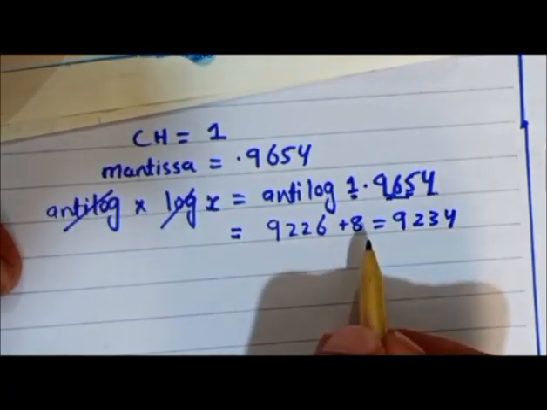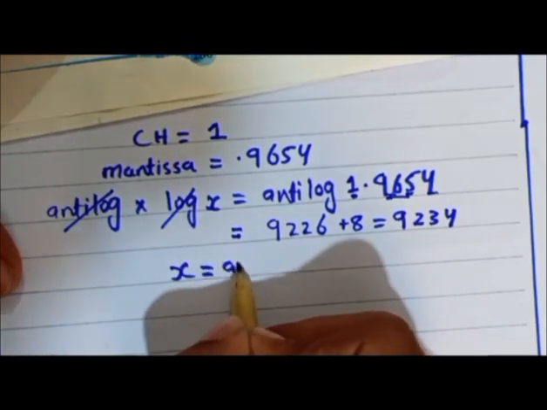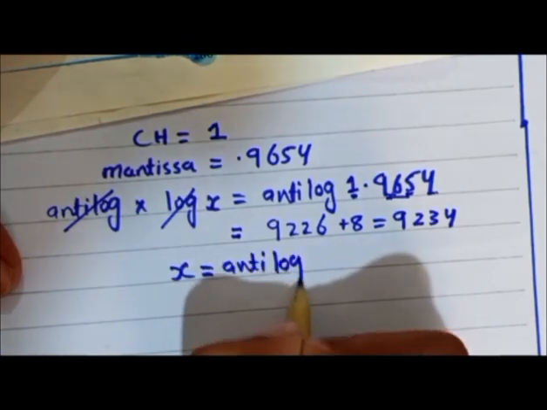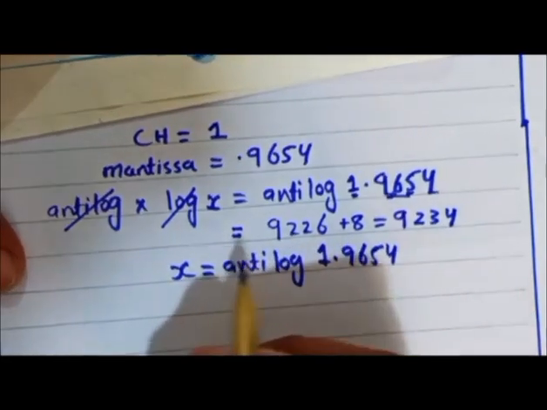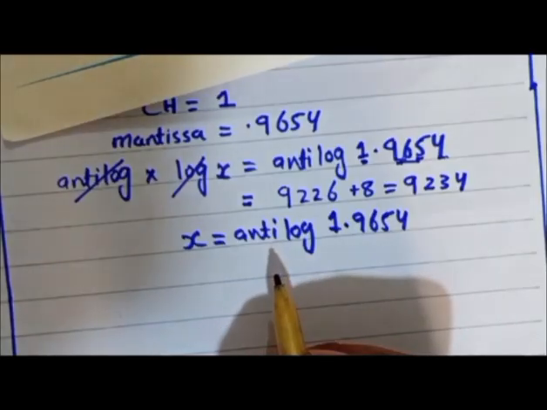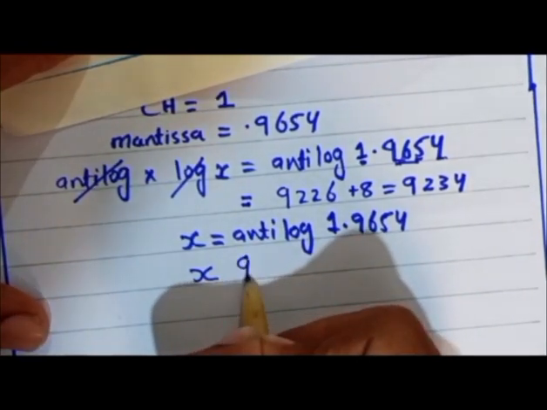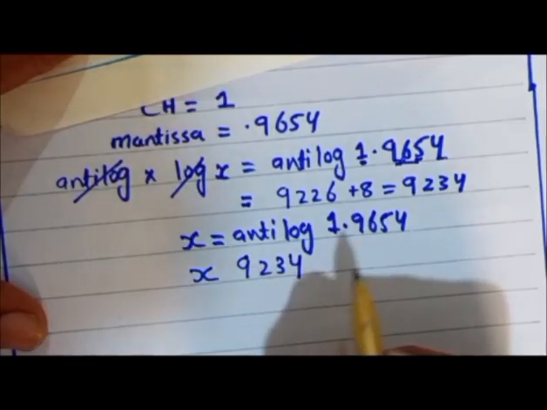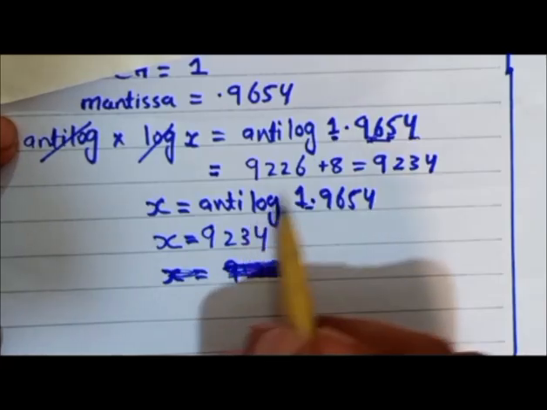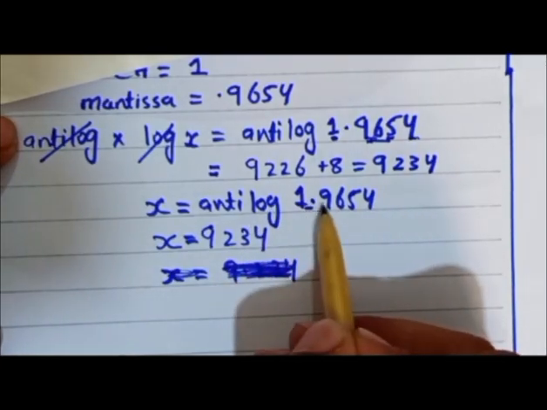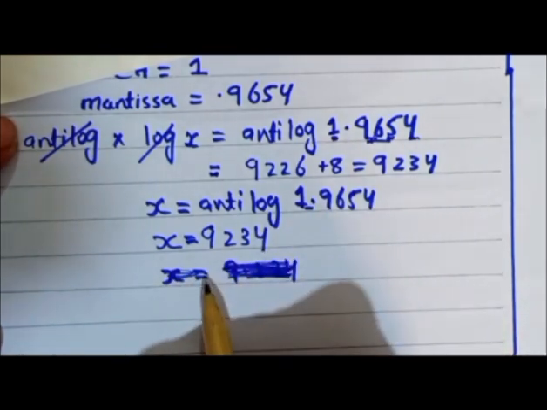So now I can easily find the value of x. x is equal to anti-log 1.9654. So the value of x is 9234. But this x equal to 9234 is not the complete value of anti-log 1.9654, so I am supposed to put the decimal point in it.